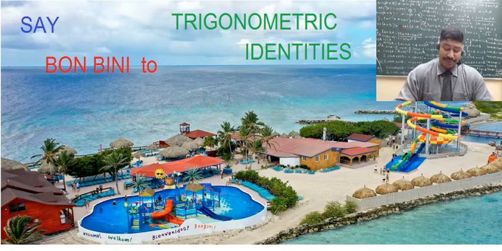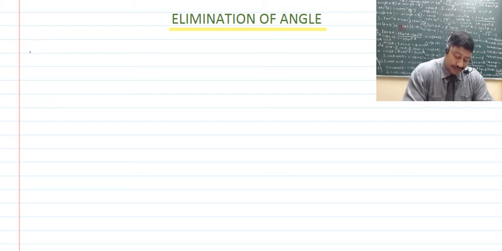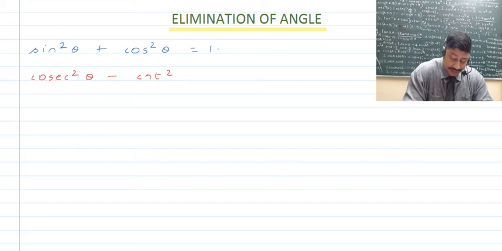Now, children, progressing with the lecture and looking at how to deal with such questions. I'm sure you must recognize these square trigonometrical identities: sine square theta plus cos square theta is equal to 1. Then we have cosec square theta minus cot square theta, which is equal to 1. And then we have sec square theta minus tan square theta, which is equal to 1.